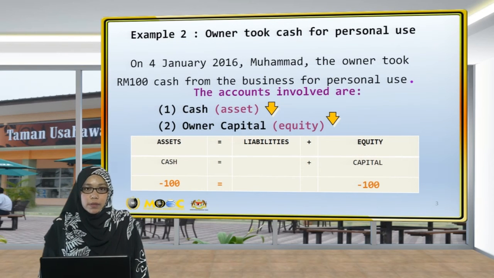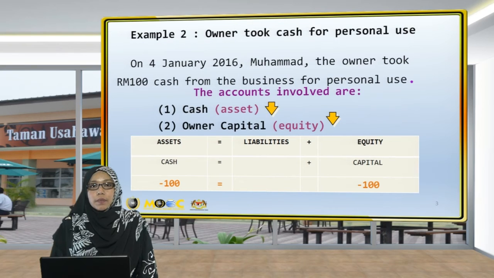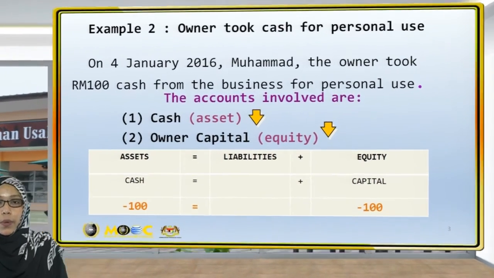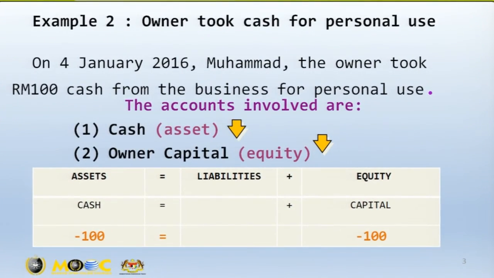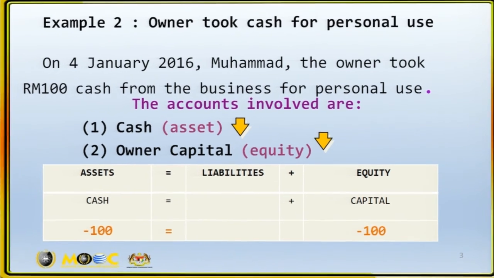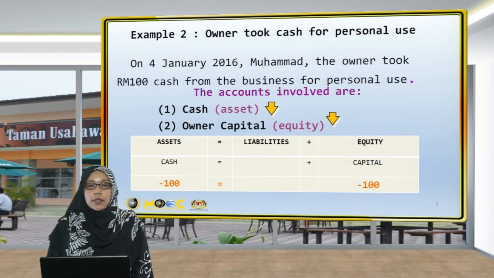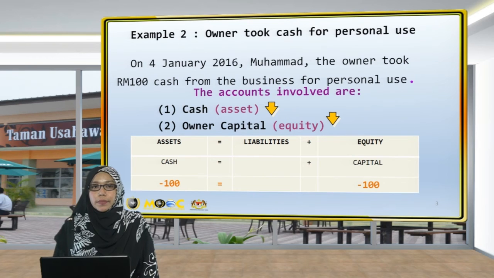The next example, example 2. The business transaction is the owner took 100 ringgit cash from the business for personal use. First, we have to identify the assets, liability or equity accounts involved in this transaction. We can see that the cash account decreased by 100 ringgit and the capital decreased by 100 ringgit too. The accounting equation remains in balance.